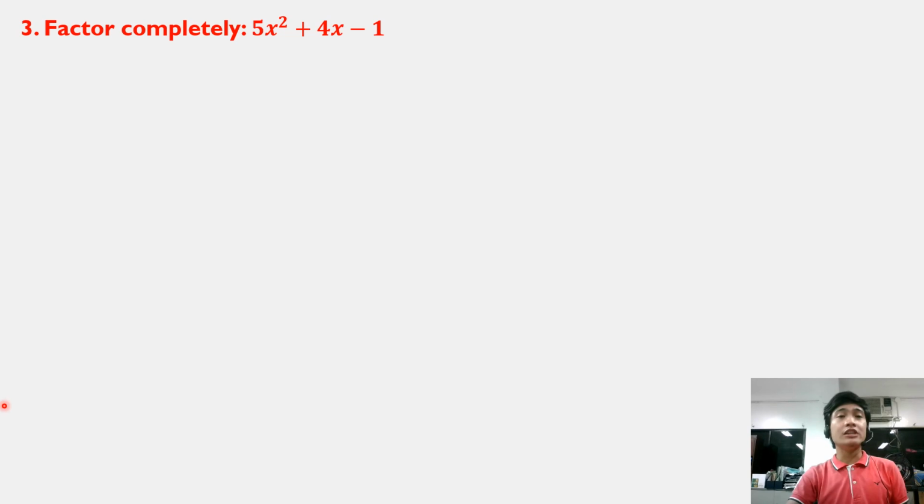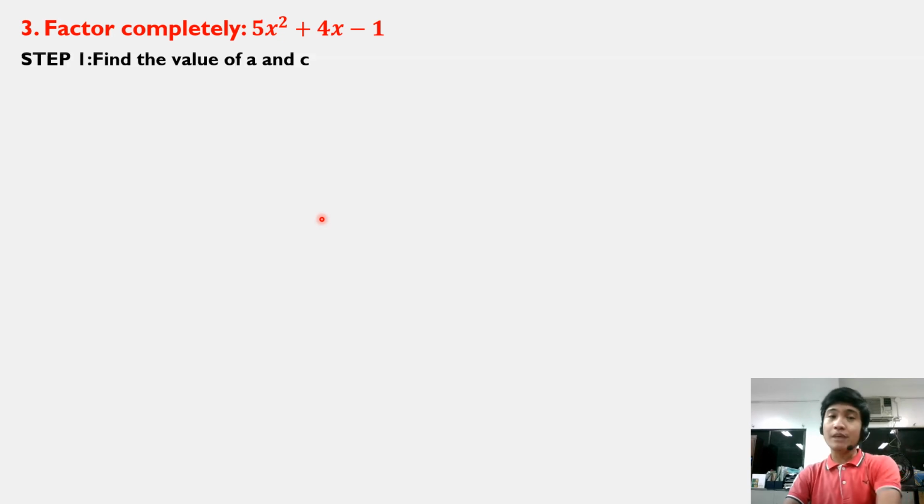Let's move on to our last example. Our last example is factor completely 5x squared plus 4x minus 1. Okay, so same set of steps lamang ang susundin natin, kagaya ng ginawa natin sa example number 1 and example number 2. Step 1. Find the value of A and C. So in this case, your A here is 5. Ito po yun. And your C here is negative 1.